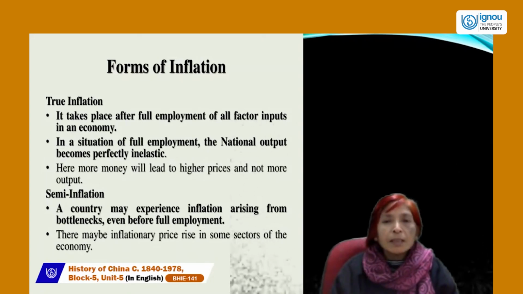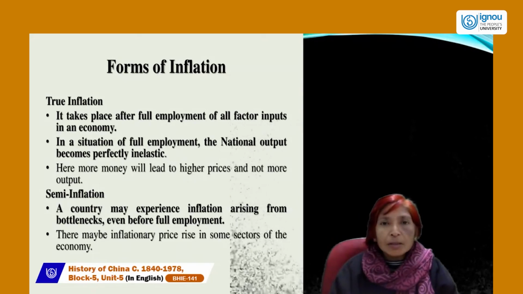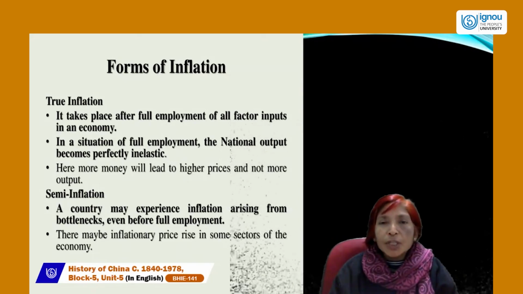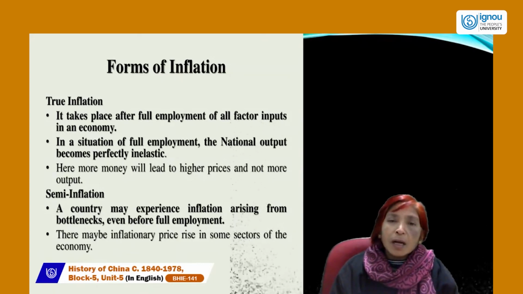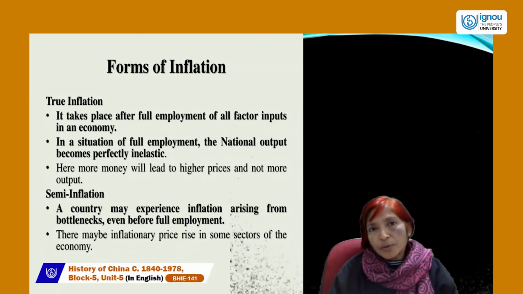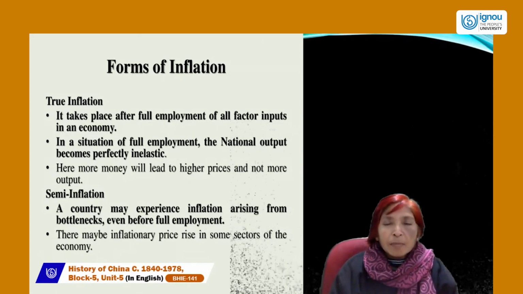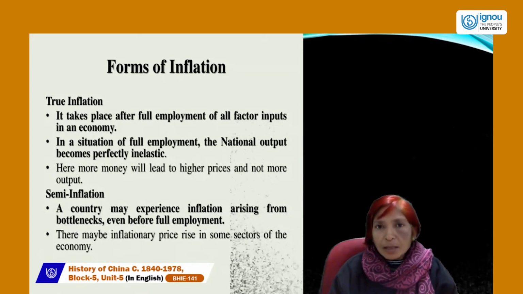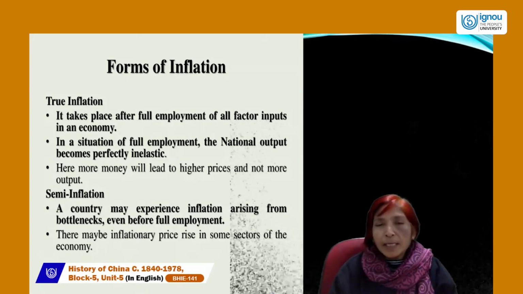The national output becomes perfectly inelastic. Inelastic means output will not increase, income will not increase, and investment will not increase, only the price level will rise. That is called true inflation according to J.M. Keynes. And more money will lead to higher prices and not more output. So, at the time of full employment, income or output level becomes inelastic and the curve will be vertical, or parallel to the y axis.